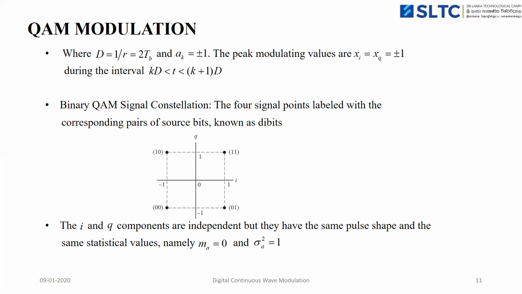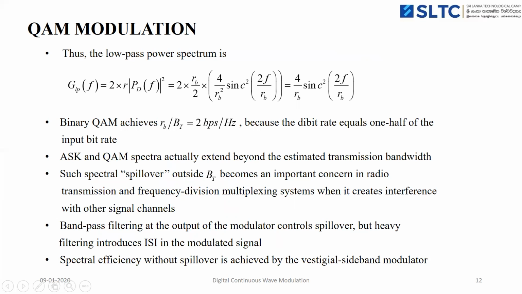So the in-phase and quadrature components are independent, but they have the same pulse shape and the same statistical values. It means the mean value is equal to 0 and the variance is equal to 1. So this is the mathematical expression for the low pass power spectrum of QAM modulation. It will be equal to 2R modulus of P_D of f squared.